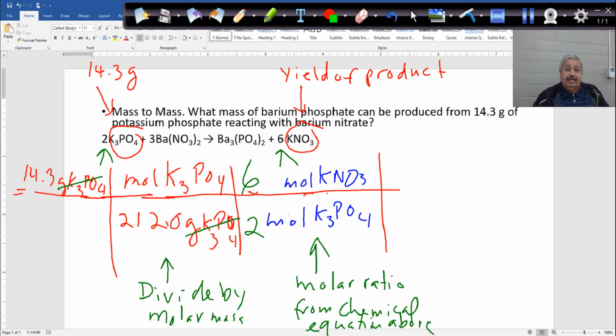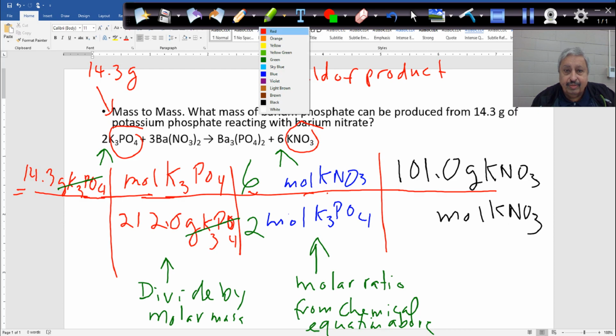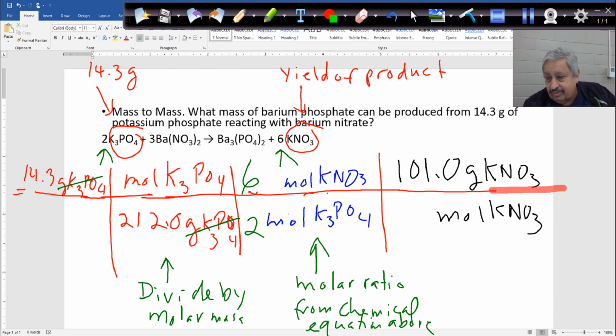Okay, guys, now I need to get the molar mass of my product, correct? Well, the molar mass of my product is, we said 101, correct? 101 always gram, remember, gram of potassium nitrate to mole of potassium nitrate, correct? So here it is. Take this one here out. Oops, sorry.